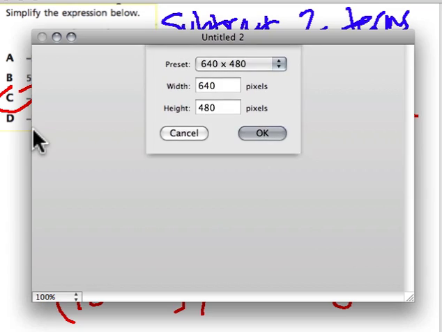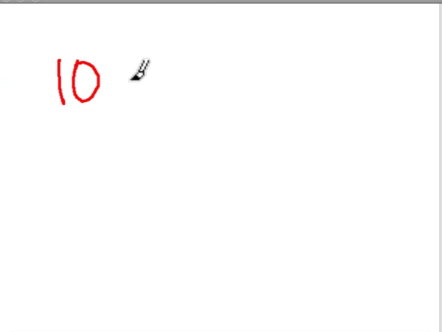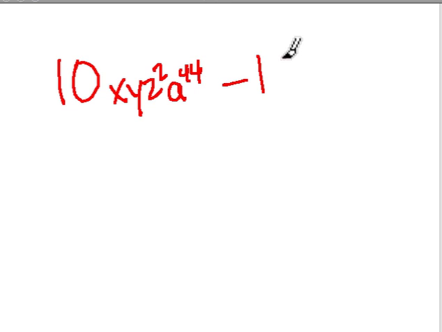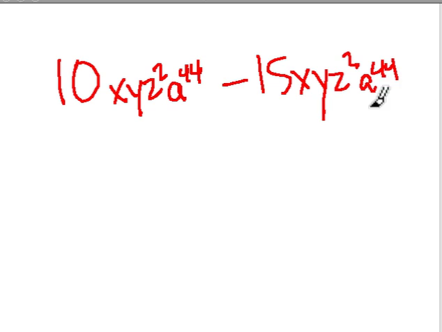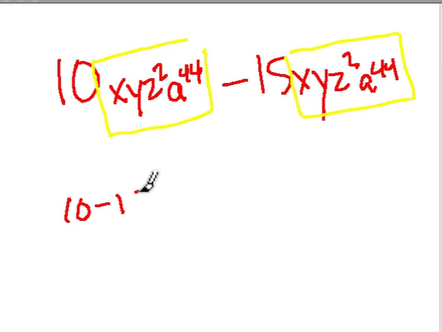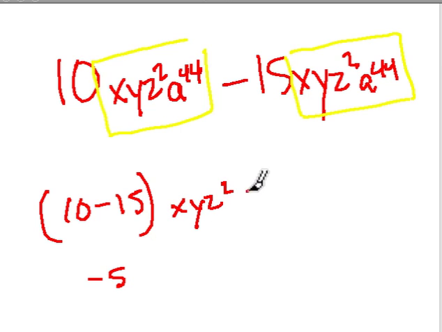And I just want to show one example. Let's say it was something like this, 10 and then xyz squared and then a to the 44th power. Well, what if that was our cluster of variables? That minus 15, same thing over here, xyz squared a to the 44th. Well, as long as these clusters of variables are the exact same, we could just take 10 minus 15, solve that first, which is negative 5, and then rewrite that whole cluster of variables. It follows the same pattern every time, and that would be our answer.